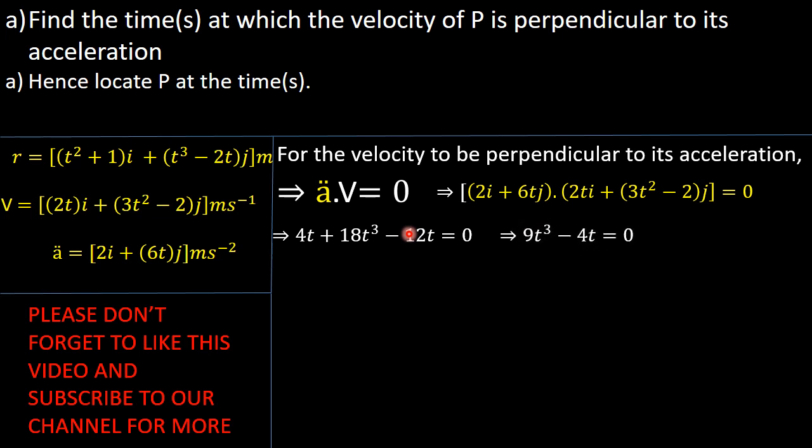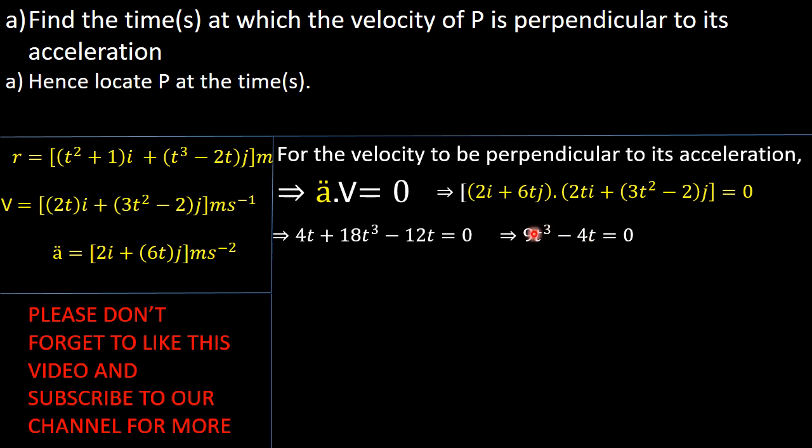If we now add like terms, because we have 4t and we have minus 12t, if we add them up, we are simply going to have minus 8t, because if we take negative 4 minus 12, that gives us negative 8. Dividing the whole expression by 2 simply gives us 9t cubed minus 4t equal to 0.